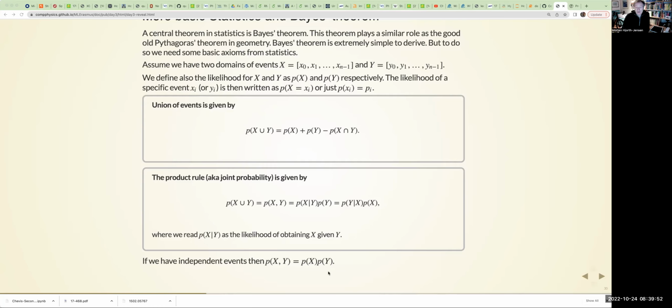So if we have independent events, then clearly we can rewrite this equation for the product rule in terms of just P(x) and P(y). I hope these are things which many of you have seen before.